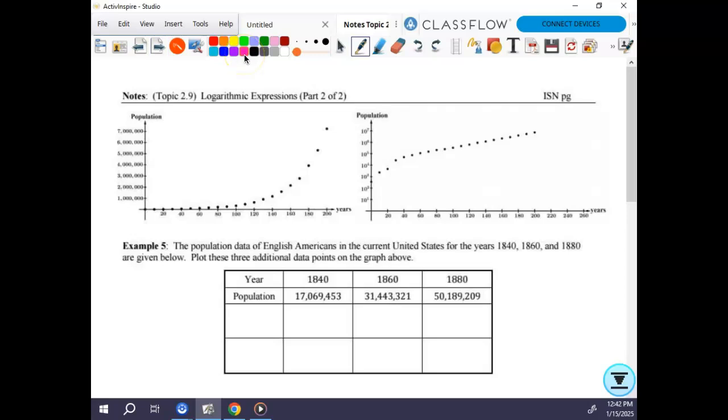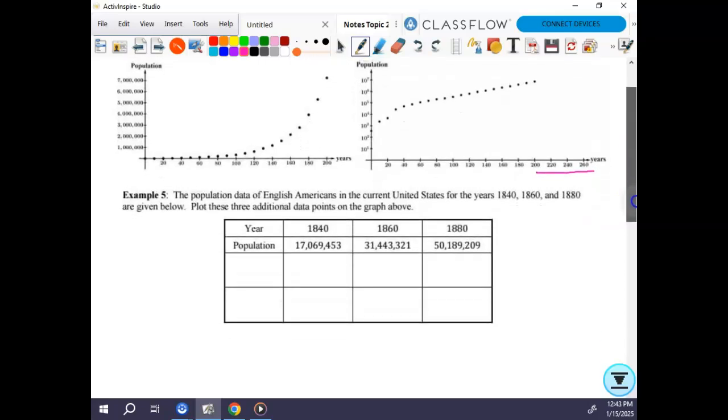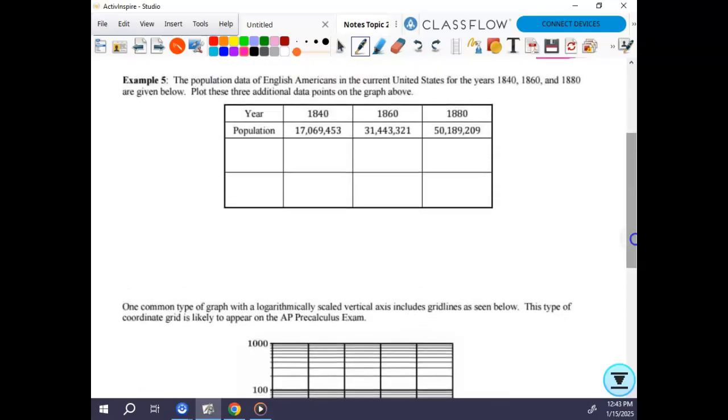This is also going to go on page 71 when we're done. So the first graph is completely identical. The second one, I've added some x values here. We went past 200, 220, 240, 260, because they give us some info right here. It says the population of the English Americans in the current United States for 1840, 1860, 1880 is given in the graph below. And we're going to plot those additional points over here, but we're going to do some stuff before we can plot them.